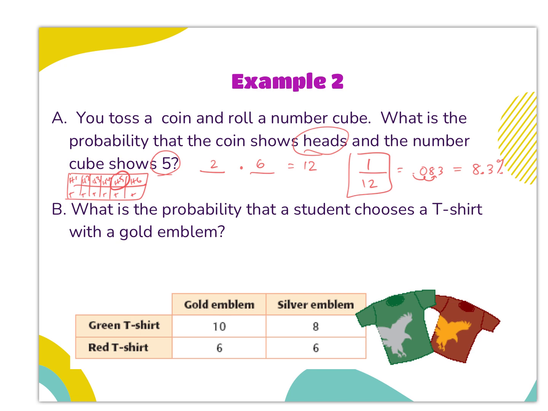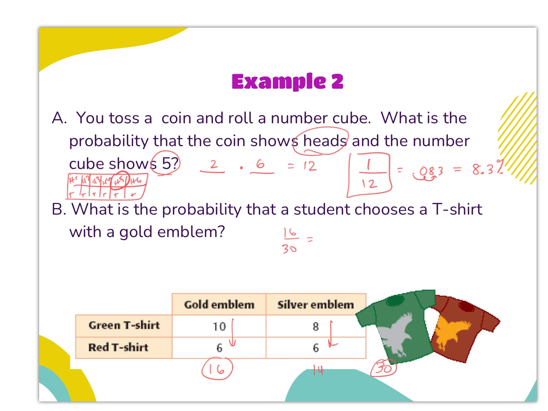Now, if you look at the table, it's telling you how many of each thing there are. So the first thing I'm going to have to do is figure out how many options I have here. For gold emblem, there are 16 t-shirts that have a gold emblem, and 14 t-shirts that have a silver emblem. There's a total of 30 t-shirts. So what is the probability that a student will choose a t-shirt of any color with a gold emblem? Well, 16 out of 30.